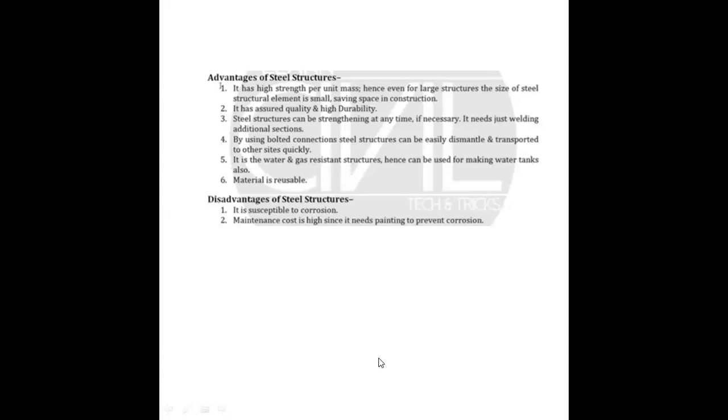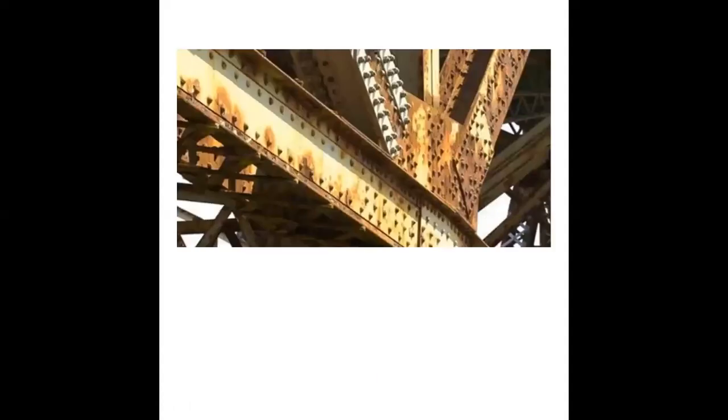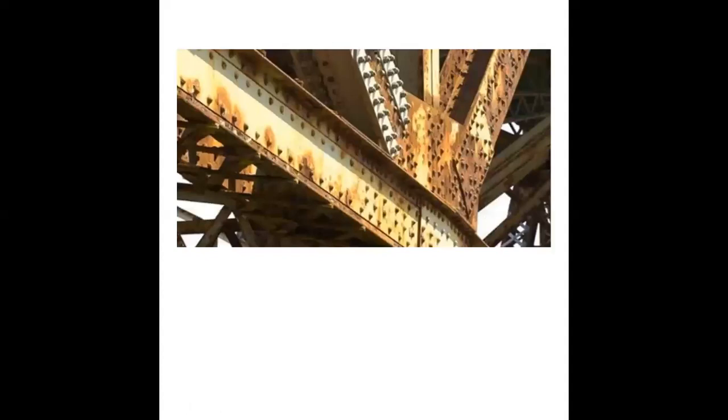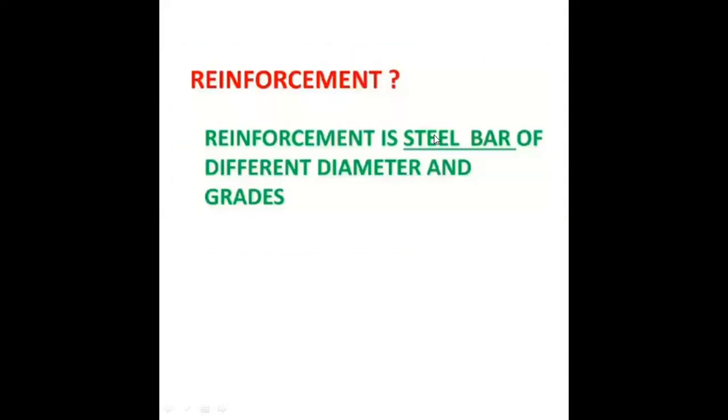Disadvantages of steel structures: it is susceptible to corrosion. Maintenance cost is high since it needs painting to prevent corrosion. We have seen these types of steel, and previously we discussed the advantages of these types of steel structure combinations.